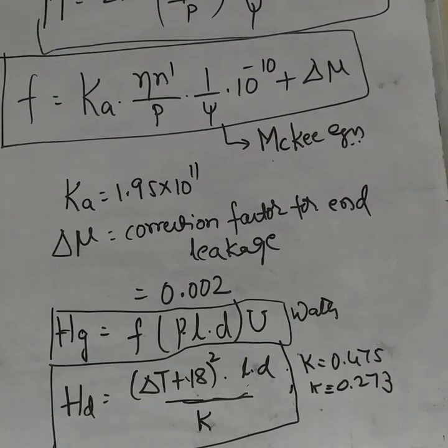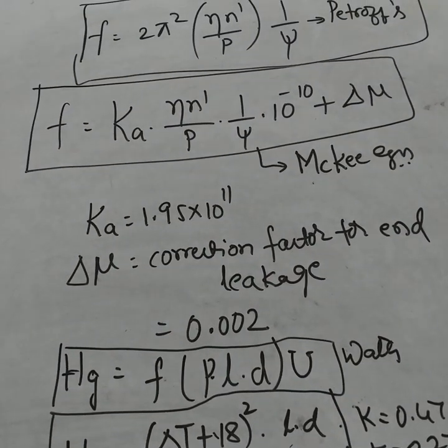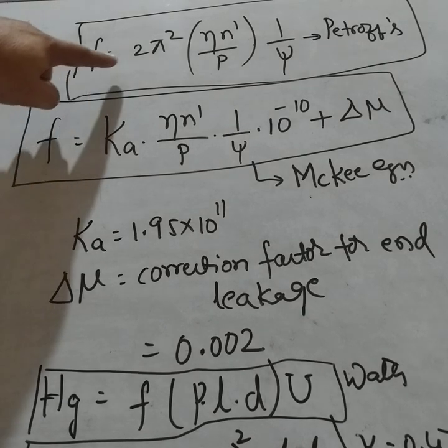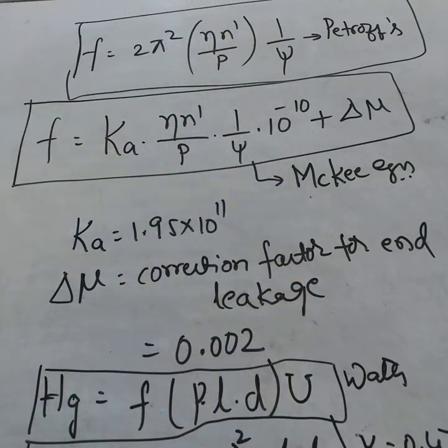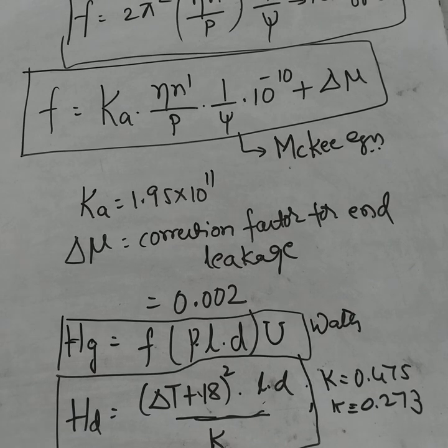Okay, in the previous class we learnt about the Petrov's equation derivation, which is essentially given by f is equal to 2 pi square eta n dash by p into 1 by xi. So xi is diametral clearance ratio. Next, there is one more equation for finding out coefficient of friction in oil film given by McKee.